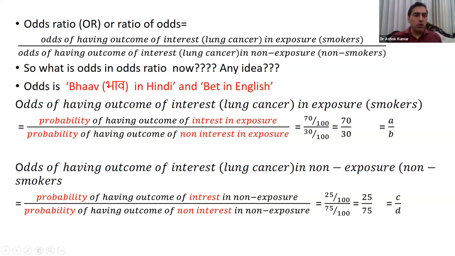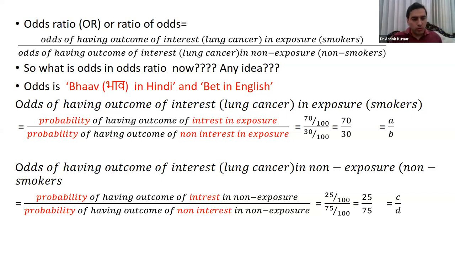Any idea? Odds is bhav in Hindi, or bet in English. When we see the newspaper and there is IPL and the Cricket World Cup, there is a bhav like 1 by 2, the winning chance. Winning bhav, odds of India winning. So like 2/7, 2/5, or 2/10, something like that. That is odds.